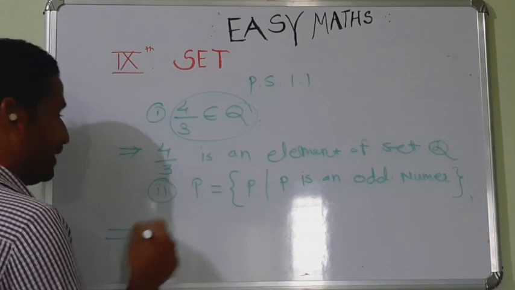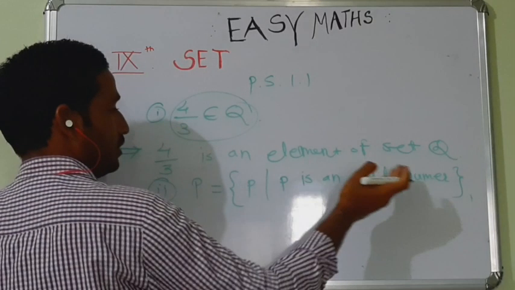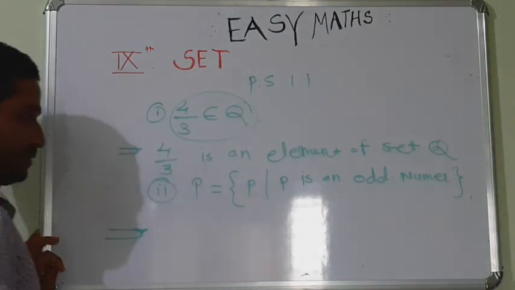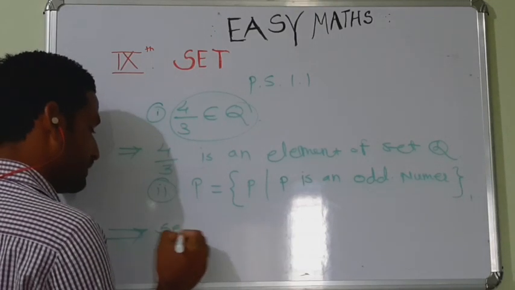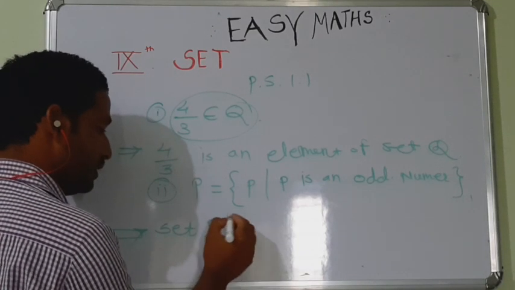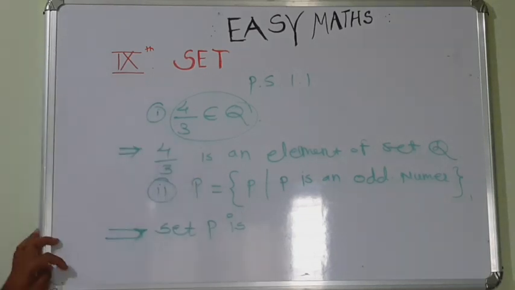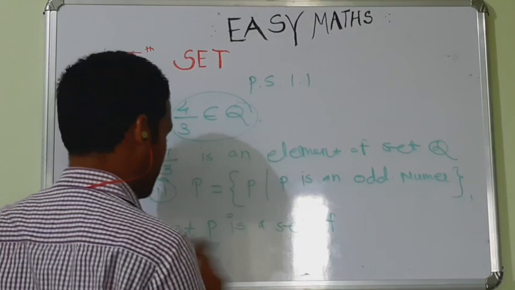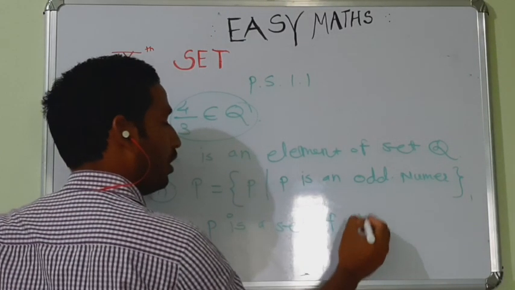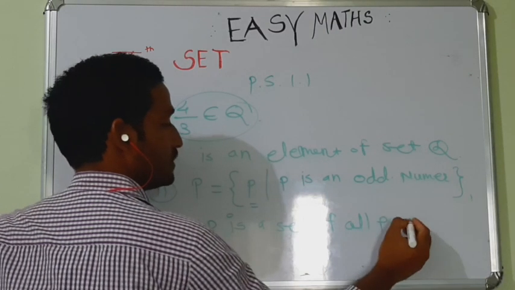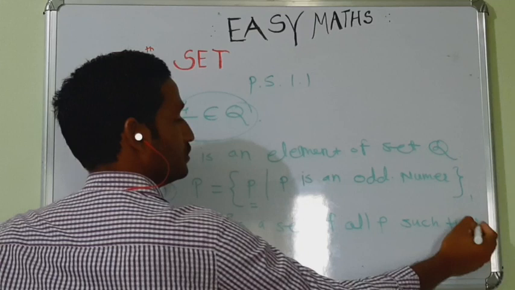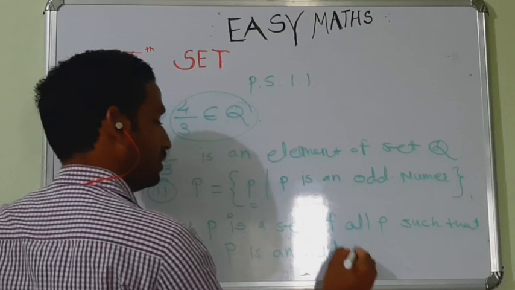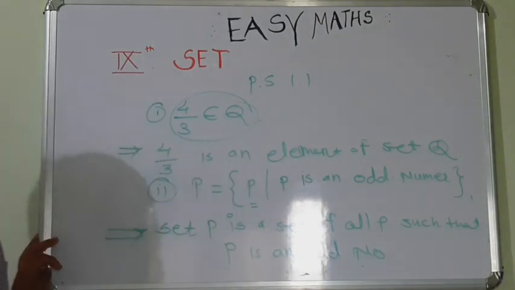That is, we can write this set in words, that is, set P is a set of all P such that P is an odd number.